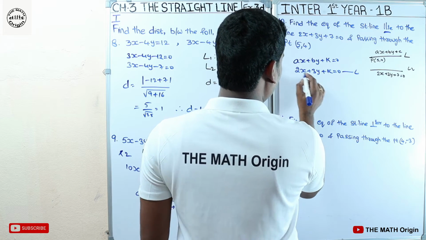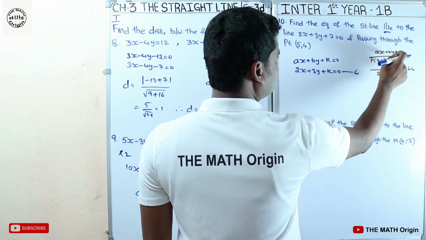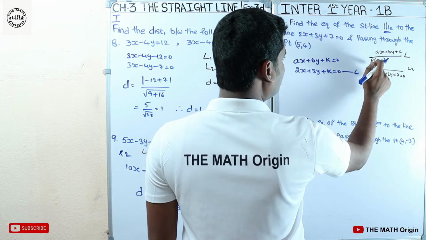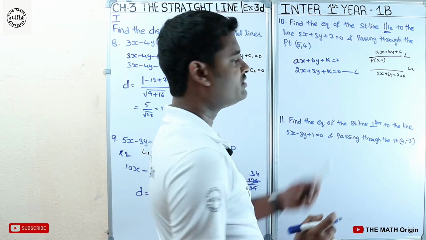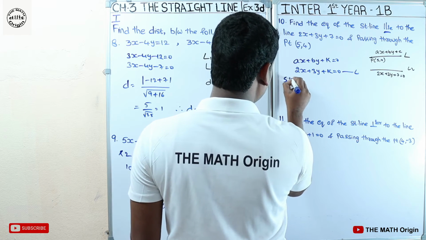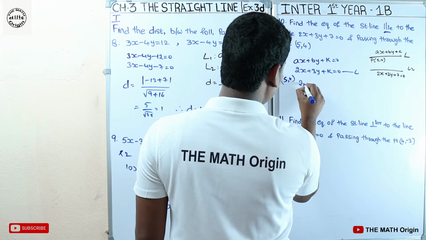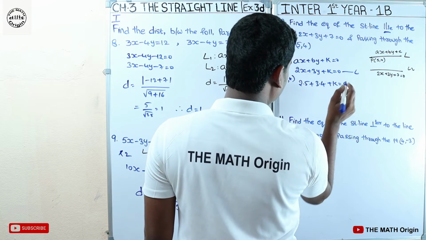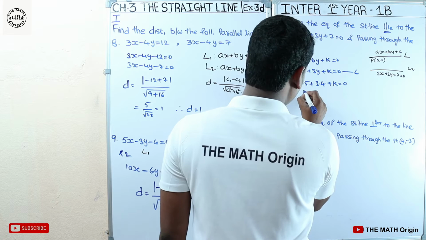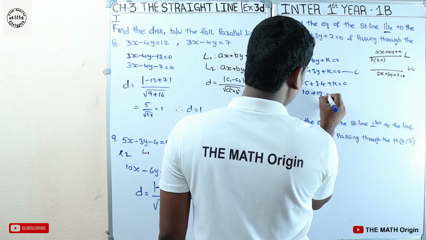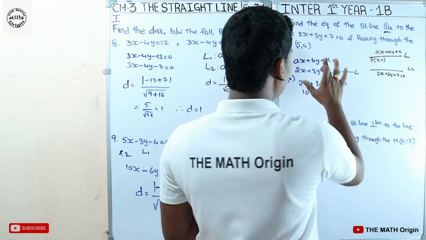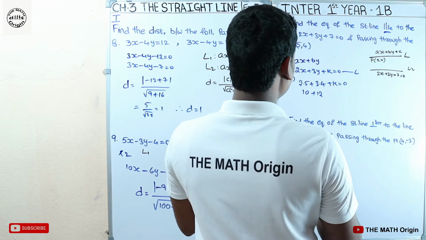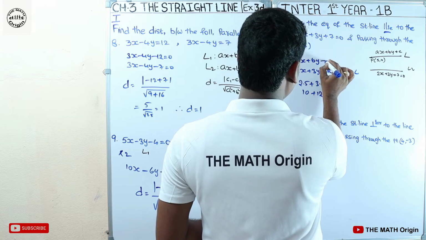Now we got the equation of this straight line. This equation passes through the point P, 5 comma 4. So let's substitute 5 comma 4 in the equation. So it is 2 into 5 plus 3 into 4 plus k equals to 0. Okay, now 5 2s are 10 plus 4 3s are 12.